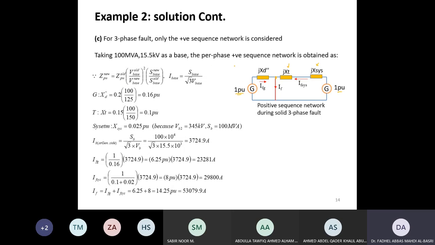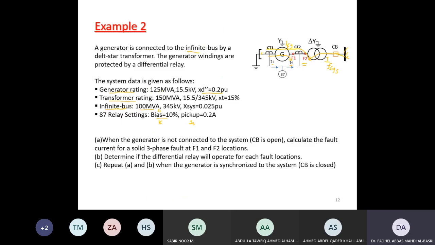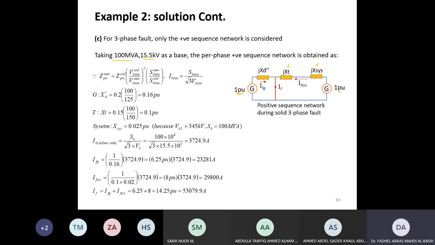Okay. So now to analyze this, I need to represent the reactances on one base. Okay, so I have to unify the base values. So I choose 100 MVA as a base, 15.5 kV as a base at the generator side. So in this case, this will be the same. The generator rating is 125. Because I use 100 MVA as my base, this has to be changed to the new value by base change. So this is just from Power Systems 1. So 0.2 times 100 over 125.